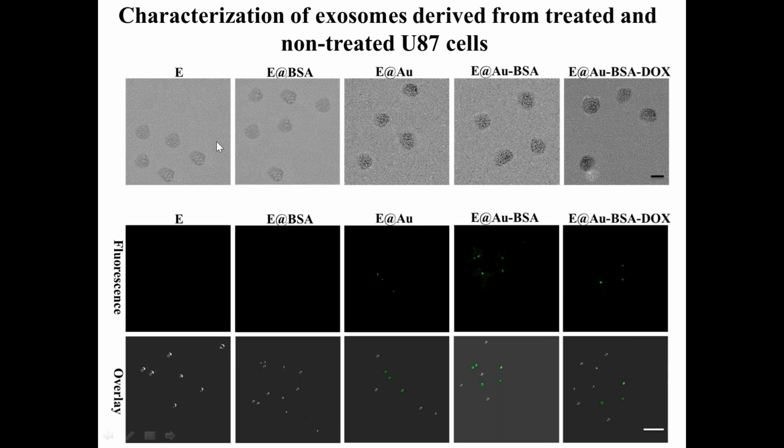However, the blank or BSA loaded exosomes have no dots. In the next image, we have gold nanoclusters, which show dark dense particles in exosomes. Next, these are the confocal images of exosomes. This one is fluorescence and this is overlay. We can see the loaded exosomes show a strong fluorescence, but the control and BSA treated exosomes don't have any fluorescence. So it is confirmed that exosomes are loaded with gold nanoclusters and doxorubicin.